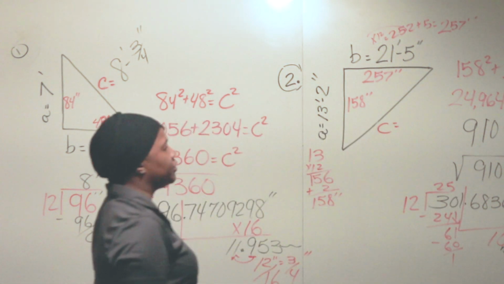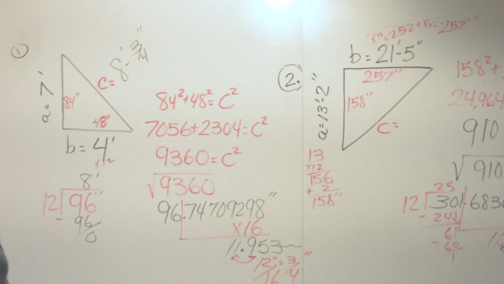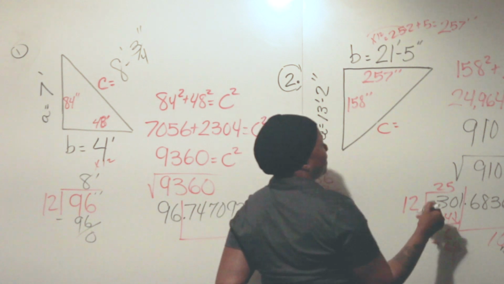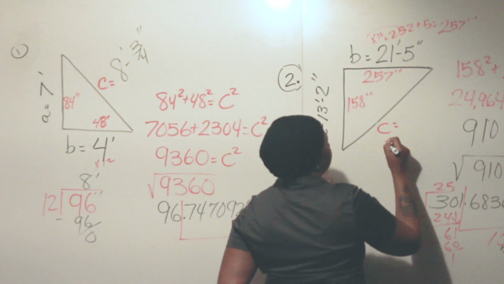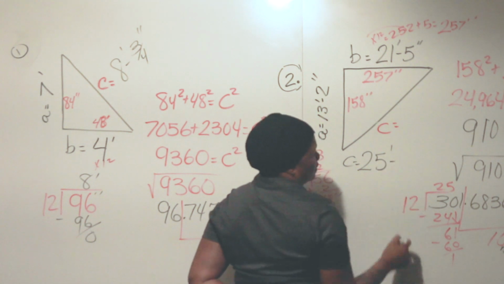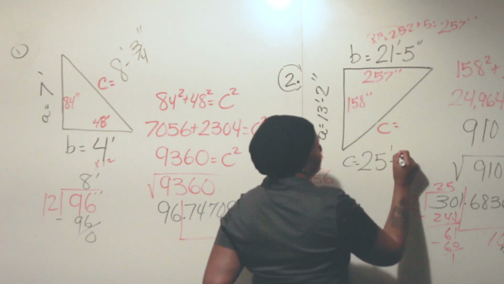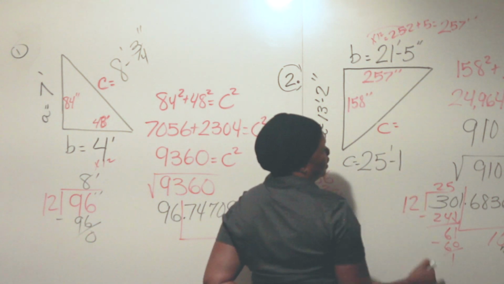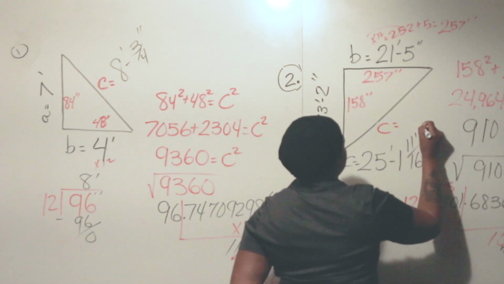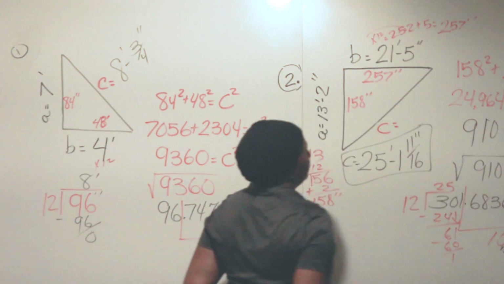And 25 represents what? Inches. We had 300, whole number of what? Whole number of feet. Yep, so we got C equals 25 feet. That 1 represents the inch. 1 and 11/16 inches. And that is our final answer.